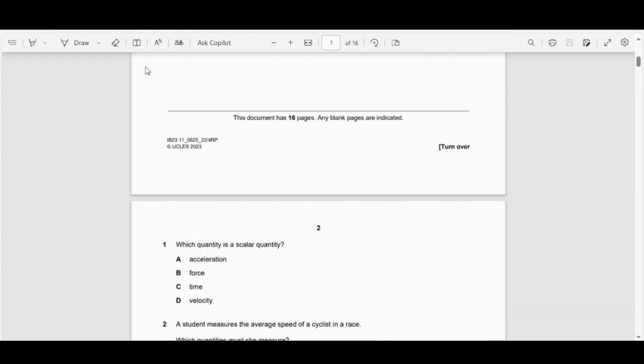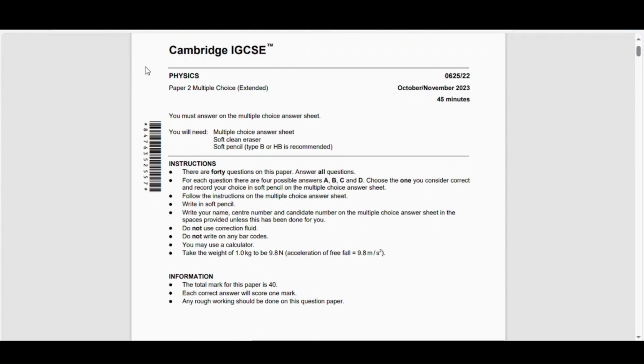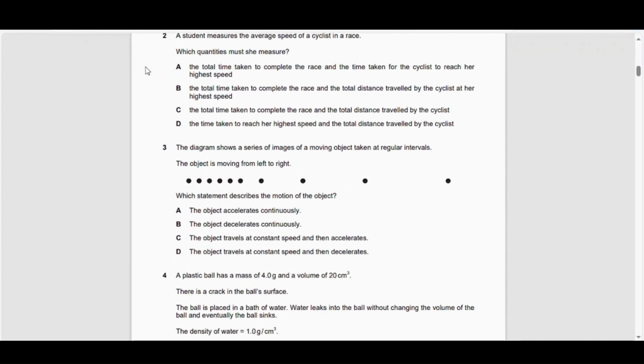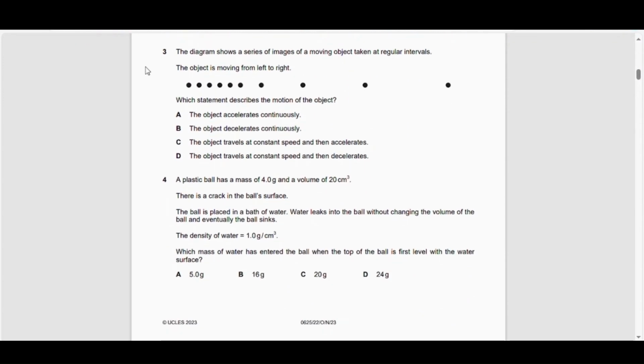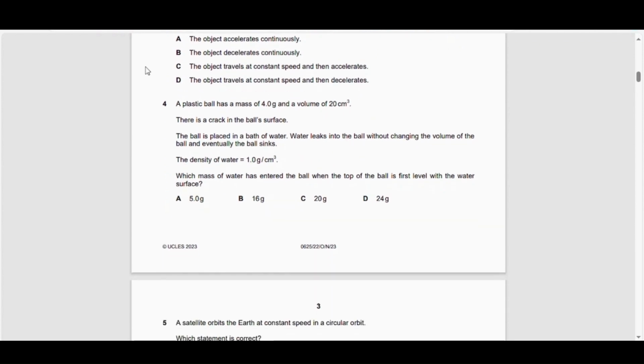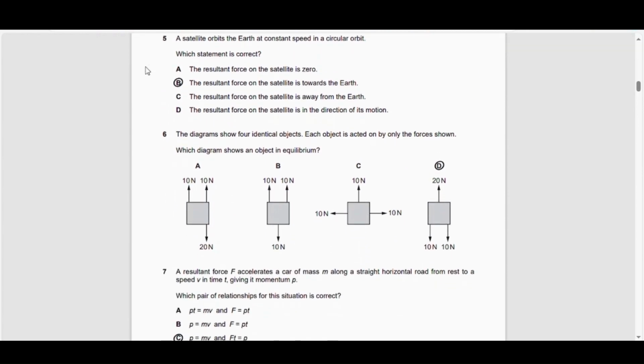So moving on to October-November 2023, paper 2, variant 2.2. If I go down, a lot of these questions are working with speed and motion related questions. There's always one question around trying to calculate density or volume or any of those, which is covered in topic 1. And so I've come to question 5 now.